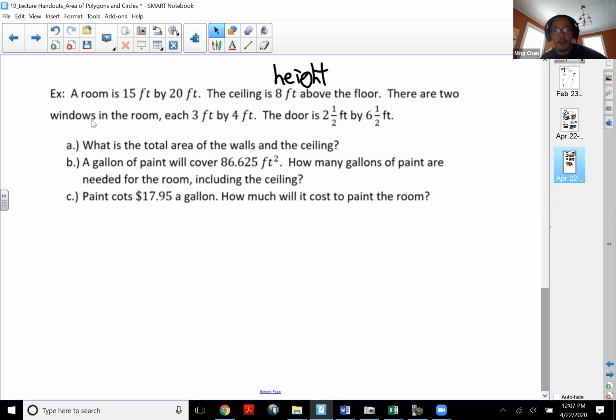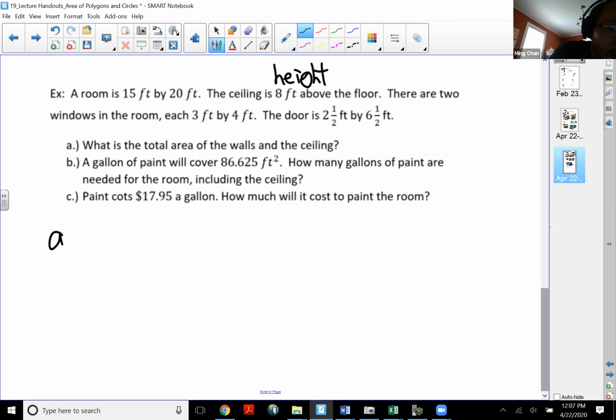There are 2 windows in the room, 3 by 4 each, and the door is 2.5 by 6.5. What is the total area of the walls and the ceiling? So let's assume we're going to paint our walls and the ceiling the same color.